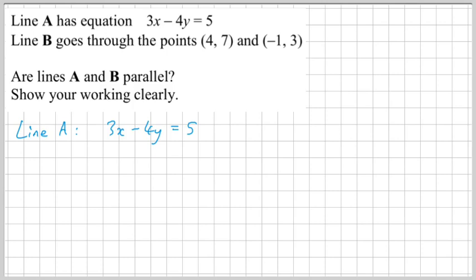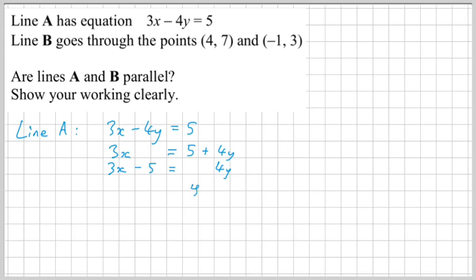So I don't like the minus 4y, so I'm just going to move that term to the other side. Or add 4y to both sides if you prefer to think of it like that, which is preferable actually. I'm going to take away 5 from both sides. And then I'm going to divide by 4.